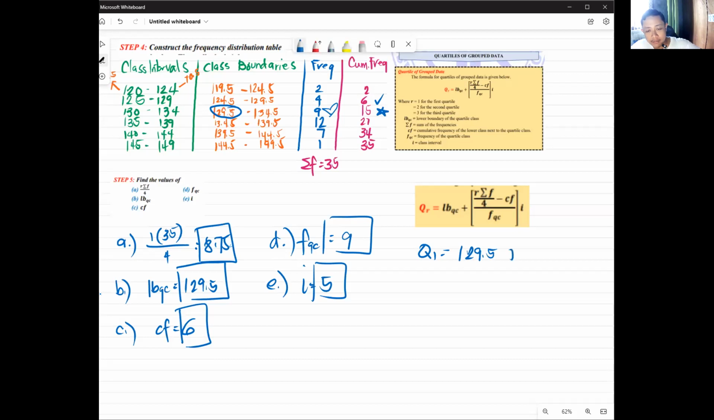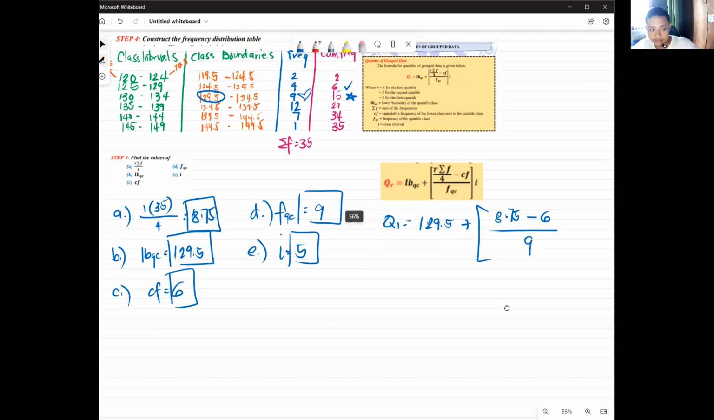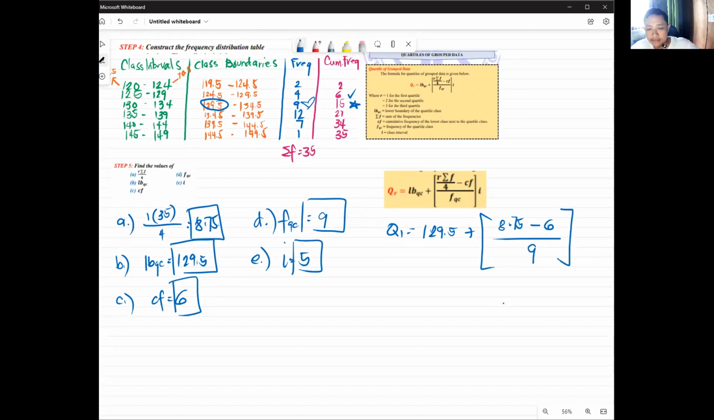Let's just substitute. 129.5 plus our I times summation of the frequency over 4, that's letter A. That is 8.75. Minus our cumulative frequency, CF is 6. Yan, substitute na lang tayo dito. Madali na to. And then FQC. FQC is 9. And then multiplied by our class interval, which is 5. Okay? And so, kindly press this in your calculator.